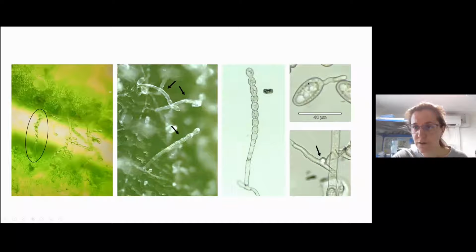And if you look at the far right here, my image is in there. What you'll see is a spore that's germinated to create what's called a germ tube, and eventually it will grow and create mycelium, which is the filamentous fungal body of the organism.